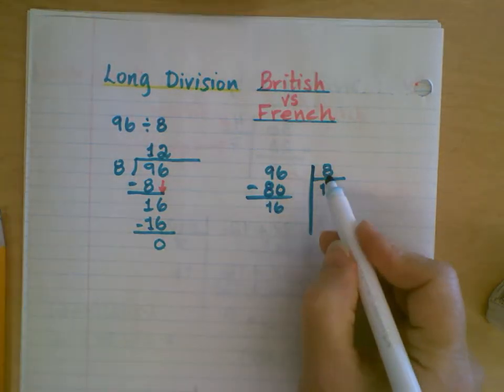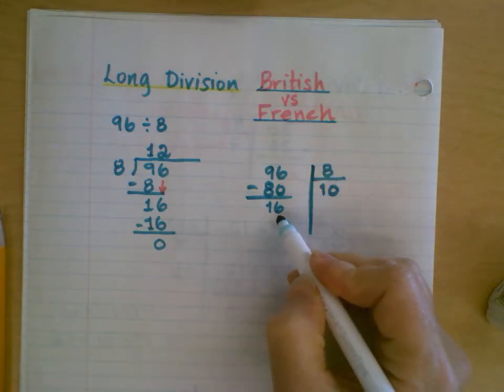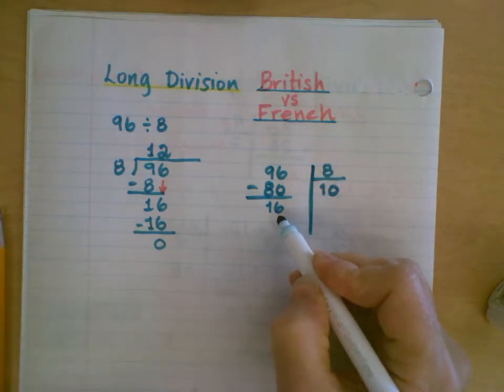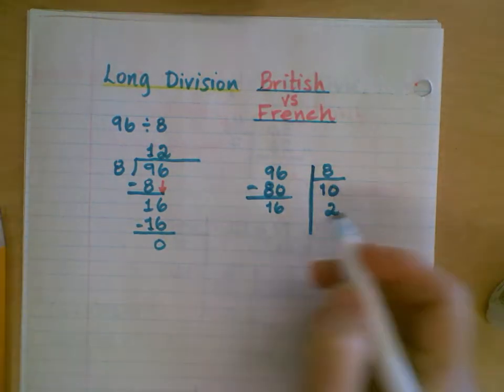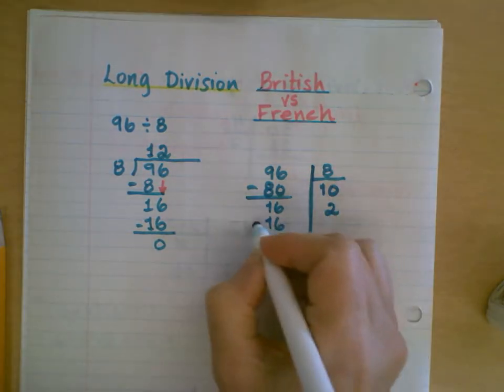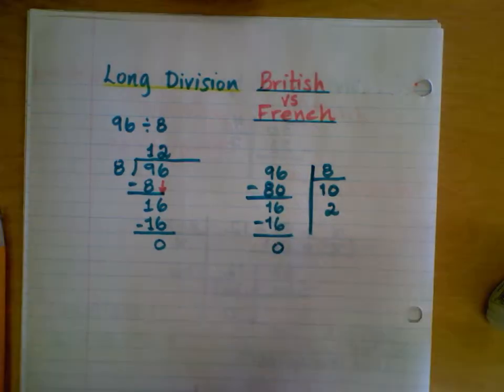Now I think, okay, what's a multiple of 8 that makes 16? Well, that is 1 times 2. 8 times 2 is 16. And the remainder is 0.